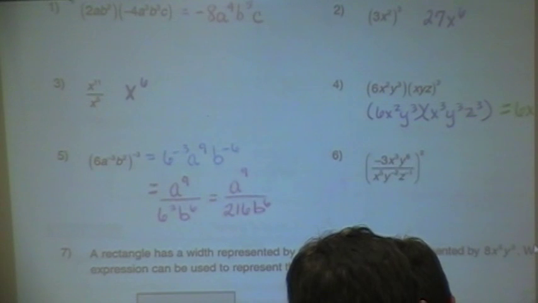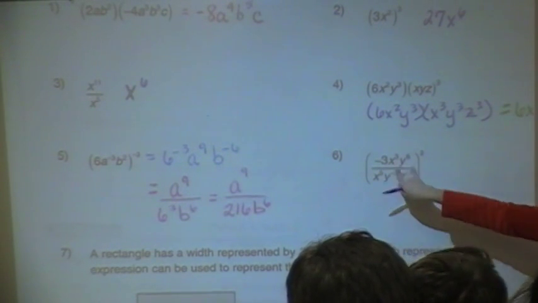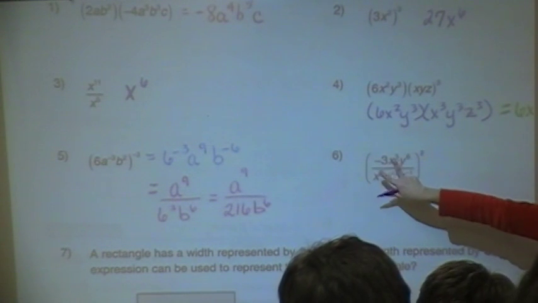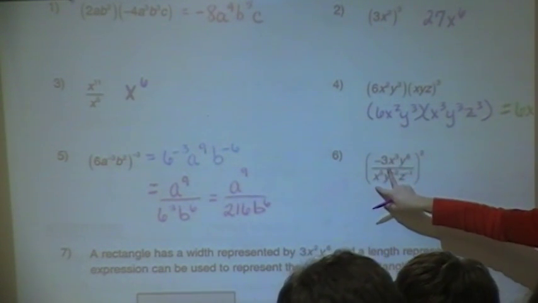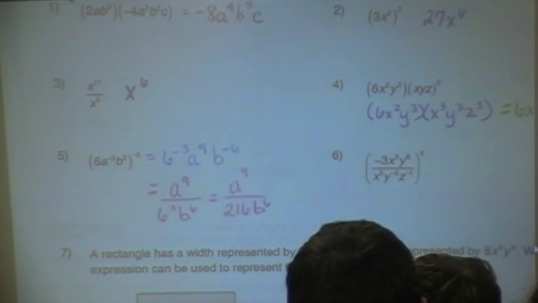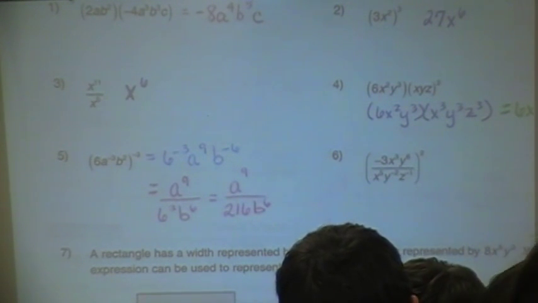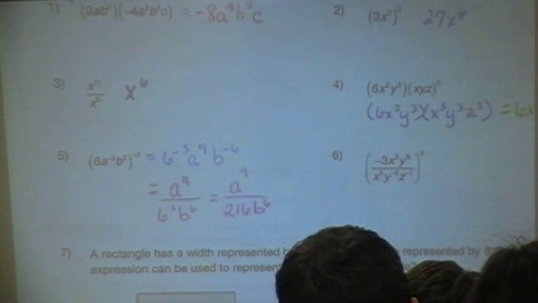Problem 6 is similar in the sense that I've got negative exponents down here. I can move those up. I have x's over x's, so I can do the whole subtract thing. Or I could do this first. It really doesn't matter what you choose to do first, and it's going to be the same answer no matter where you start.